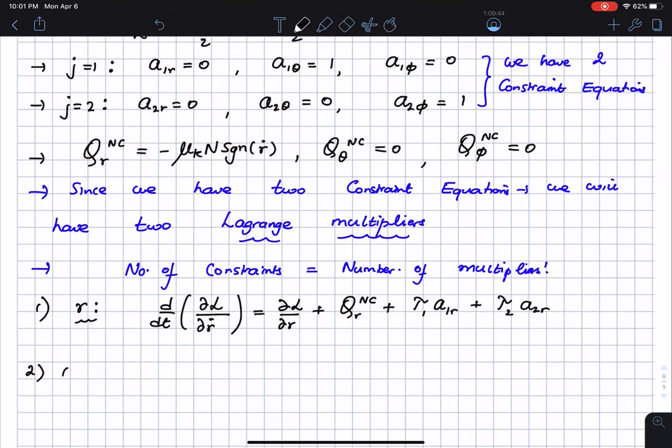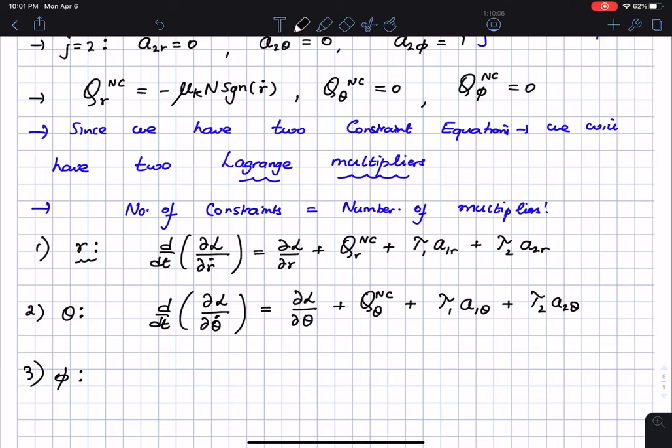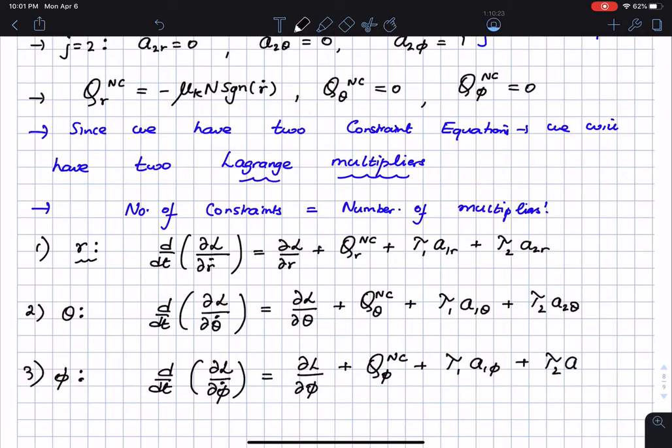Then the second one in the theta direction is d by dt of dL by d theta dot is equal to dL by d theta plus Q theta NC plus lambda 1 a1 theta plus lambda 2 a2 theta. And then the third one, phi: d by dt of dL by d phi dot is dL by d phi plus Q phi NC plus lambda 1 a1 phi plus lambda 2 a2 phi.